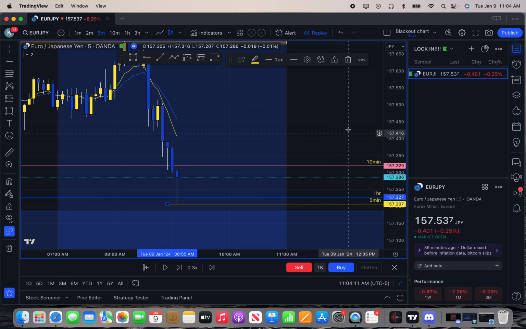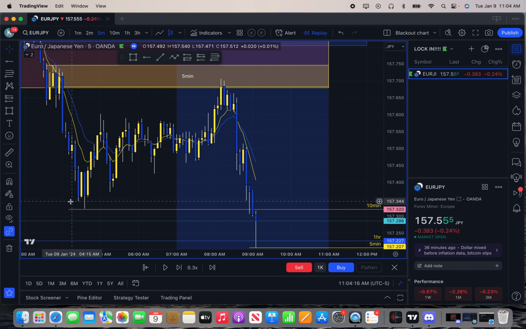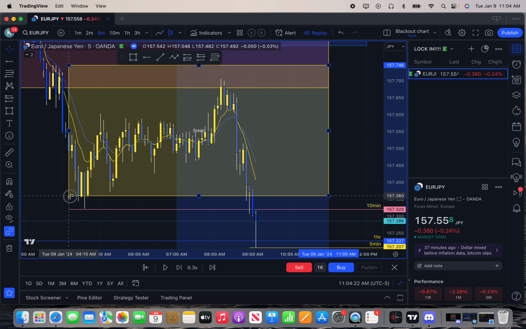We have a 5 minute low here. And the 5 minute low was originally here, so we can go ahead. We don't even have to redraw it. We can just pull this one down because everything falls within it.